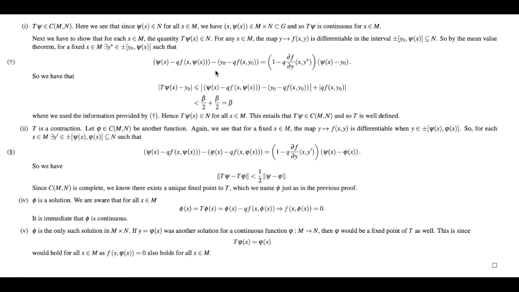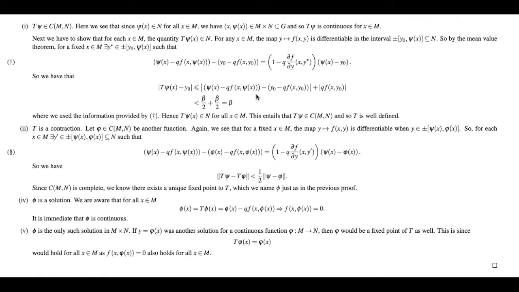this first equation derived from the mean value theorem will now enable us to place a bound on the magnitude of t psi of x minus y naught. So we see that t psi of x minus y naught has magnitude that is bounded above, using the triangle inequality, into two components. The second component is simply qf of x comma y naught, and for the first component we're going to use the definition of t psi of x minus y naught. So t psi of x was nothing but psi of x minus qf of x comma psi of x.